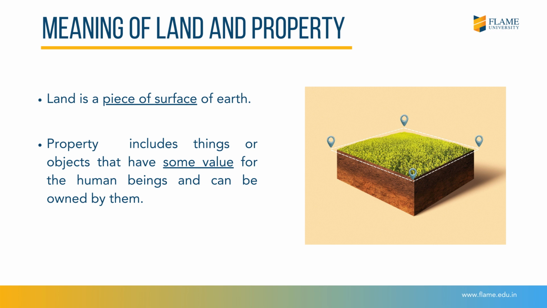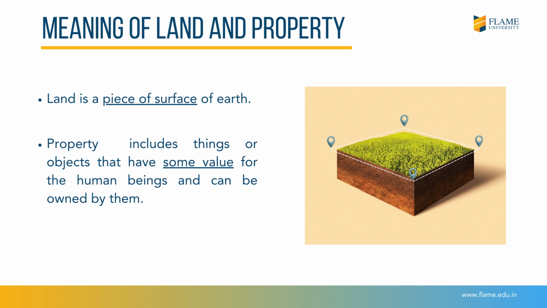Before talking about land and property registration, let me talk a bit about the meaning of land and property. In its simplest definition, land is a piece of the surface of the earth. Property is a slightly wider concept. It includes things or objects that have some value for human beings, such as money, gold, land, houses, cars, etc. In connection with land, the term immovable property is used under Indian law.